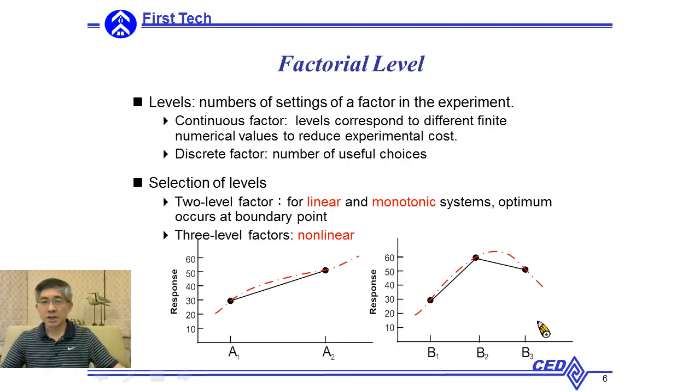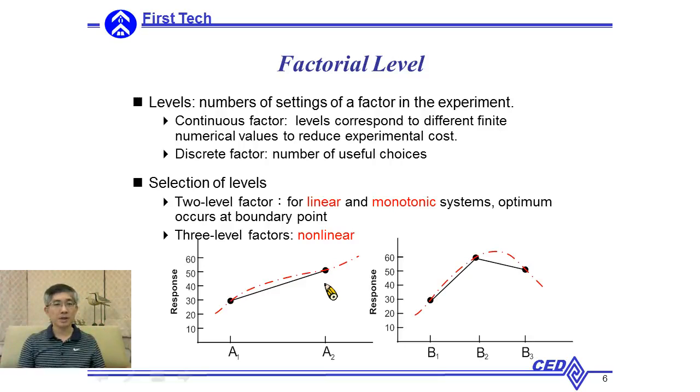And we would suggest using a 2-level factor if your system is linear or monotonic. Why? As you can see from here, the output response is affected by factor A, but the relationship between A and output is monotonic, which means that when A increases, the output Y will increase in one direction. Therefore, the optimum, if we are looking for the maximum, will occur either at the upper bound of A or the lower bound of A. So we only need to search 2 positions.